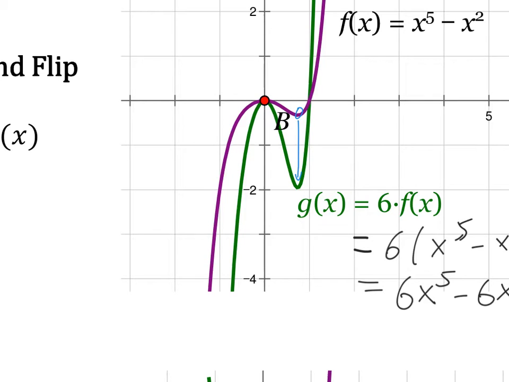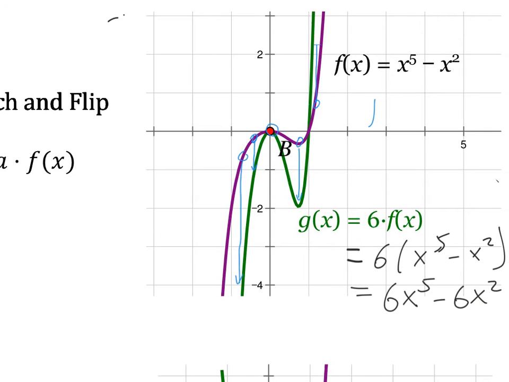This point right here has been moved down as well. And as we look at these different points, we can see everything has been stretched away from the x-axis, except for this point right here. These zeros, we call them, these x-intercepts, haven't moved at all, because they're right on the x-axis. But every other point has been stretched away from the x-axis. So that's what happens: it stretches vertically.